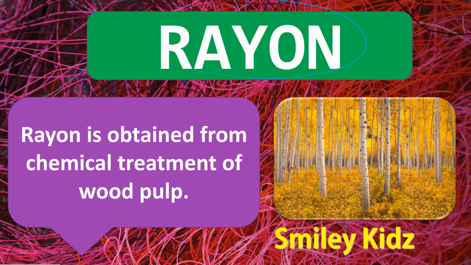Rayon. Rayon resembles silk. Because silk is expensive, attempts were made to make the silk artificially. The result for artificial silk is rayon. Rayon was obtained from chemical treatment of wood pulp.